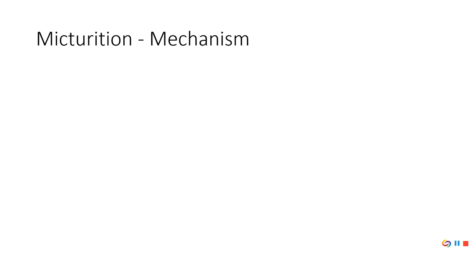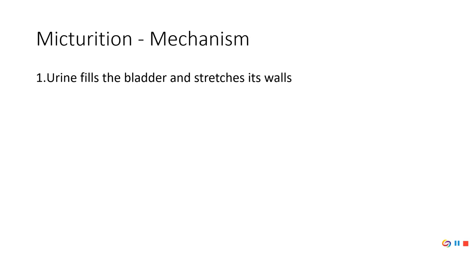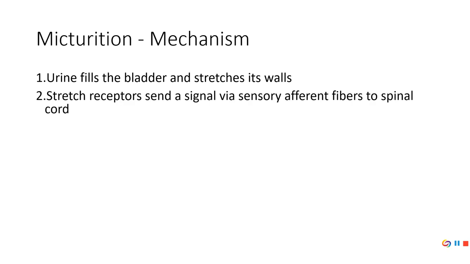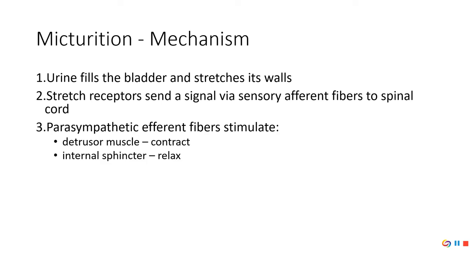So how does it work? Pretty simple. Urine fills the bladder. The bladder has stretch receptors in it, and they stretch out as the walls of the bladder stretch out. These stretch receptors send an afferent signal to your spinal cord, and this ultimately activates your parasympathetic nervous system. They cause the contraction of your detrusor muscle, and they also cause the relaxation of your internal sphincter. This is something you have no control over.